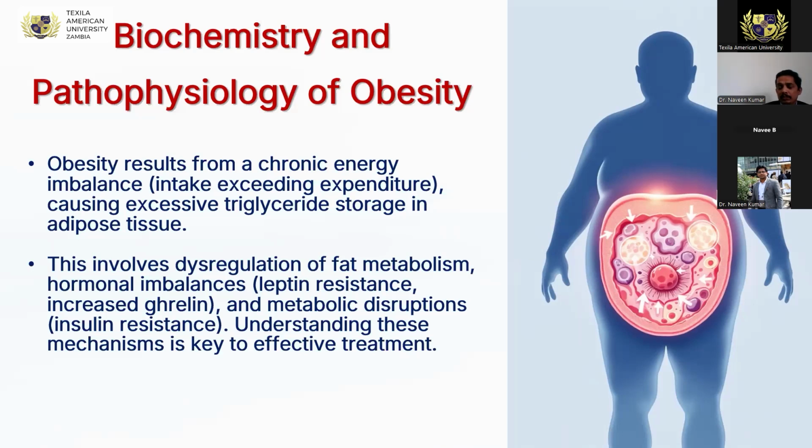Now, what happens if you eat excess of food? What will happen? There will be a hormonal imbalance. There are two important hormones, leptin as well as ghrelin, that deal with our hunger. There will be an imbalance, which also affects metabolism, causing disruption like insulin resistance. So if you understand these mechanisms, we can handle obesity easily.